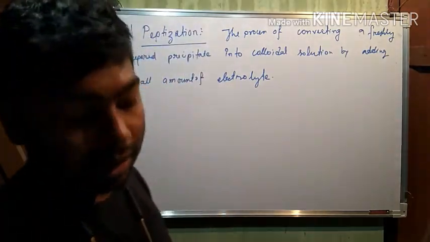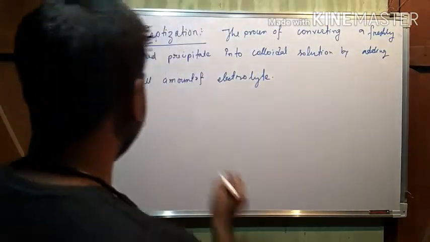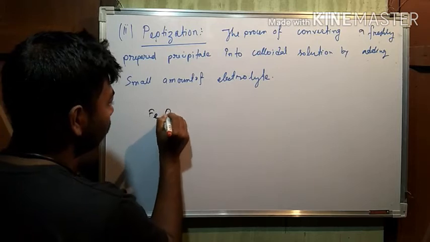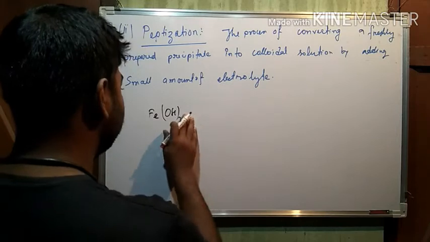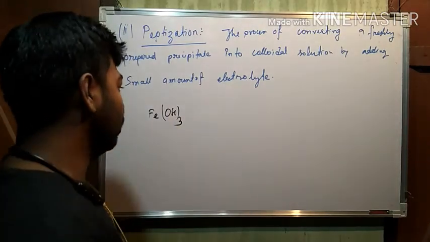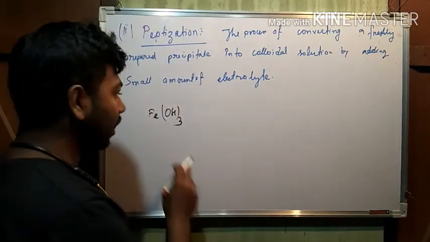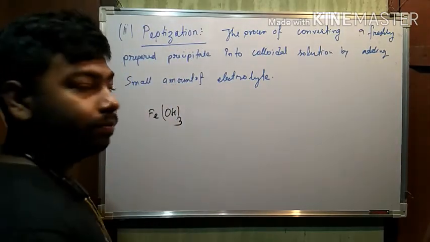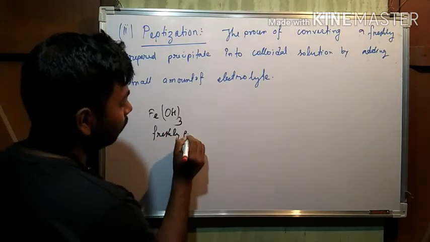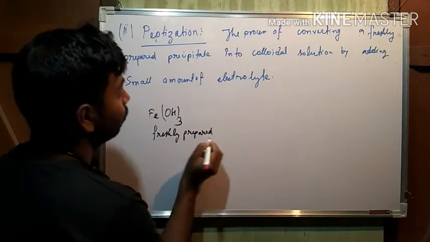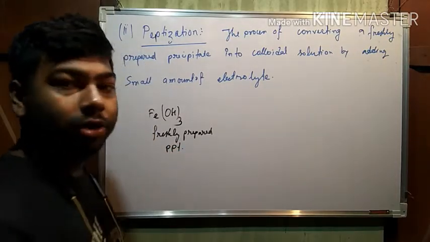Now, see. Let us take an example. When ferric hydroxide, Fe(OH)3, is prepared, it is a freshly prepared precipitate. Suppose now, how is it prepared?